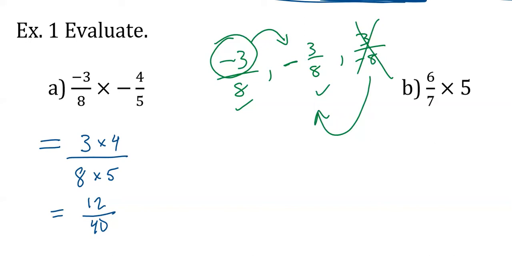What were you thinking, Amira? 2. I like it. That's what I was thinking as well. So I'm going to divide the top by 2 and the bottom by 2. And 12 divided by 2 is 6. 40 divided by 2 is 20.